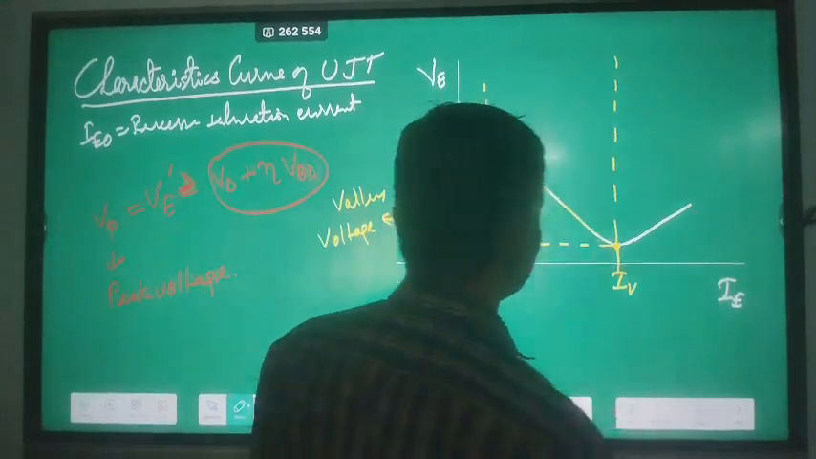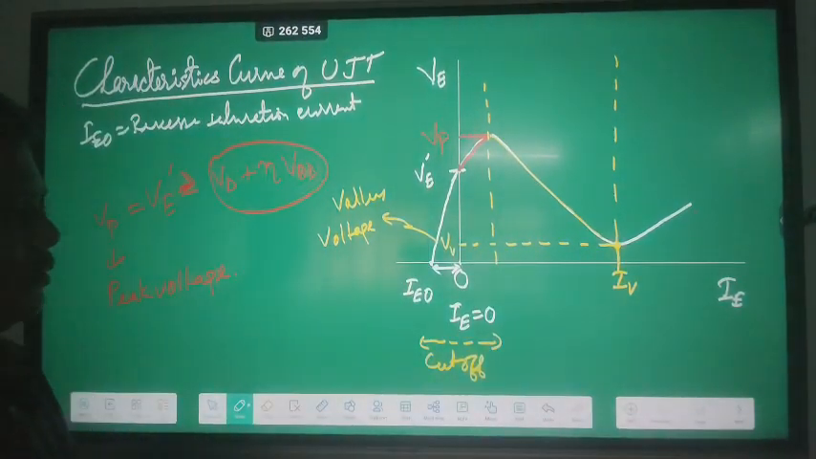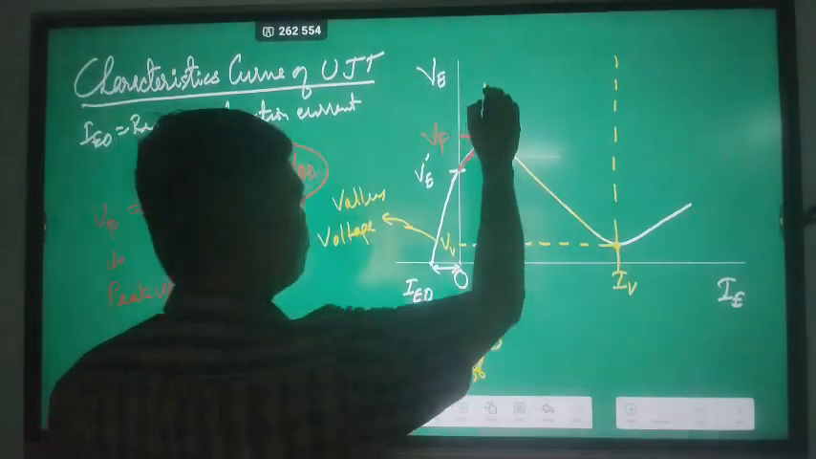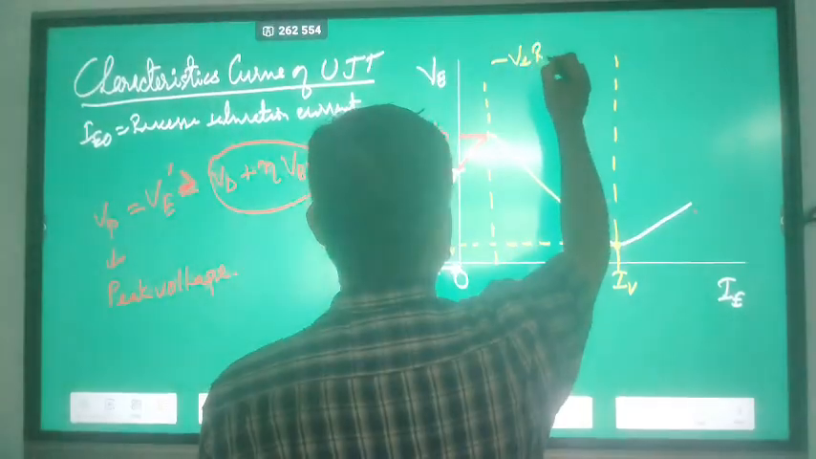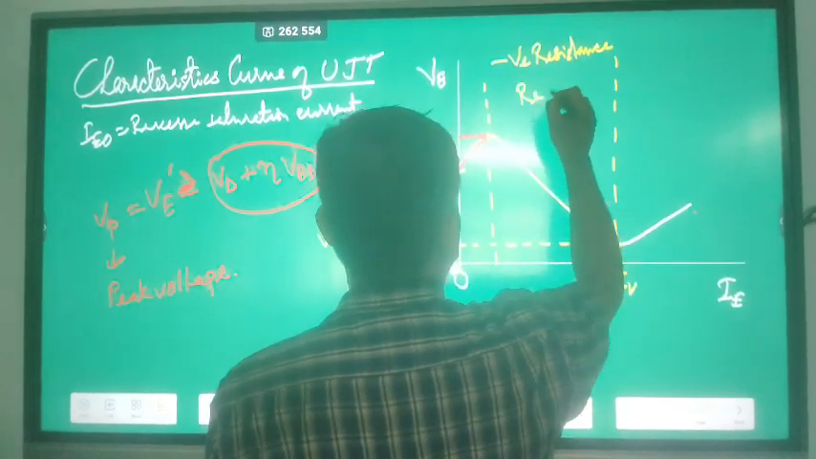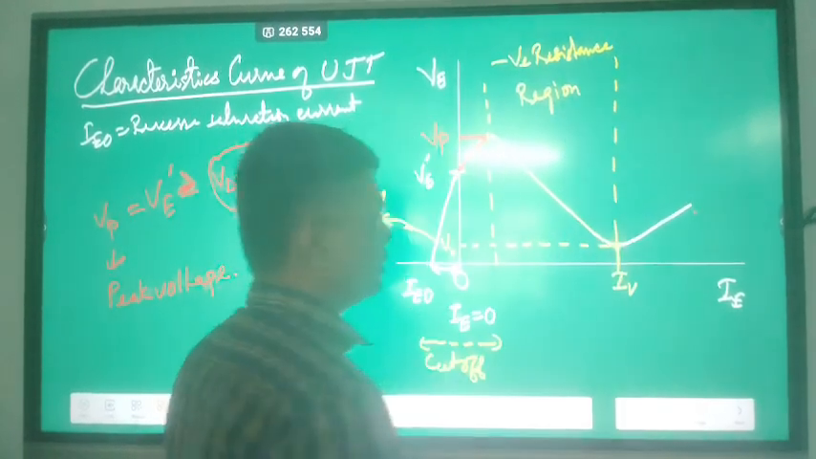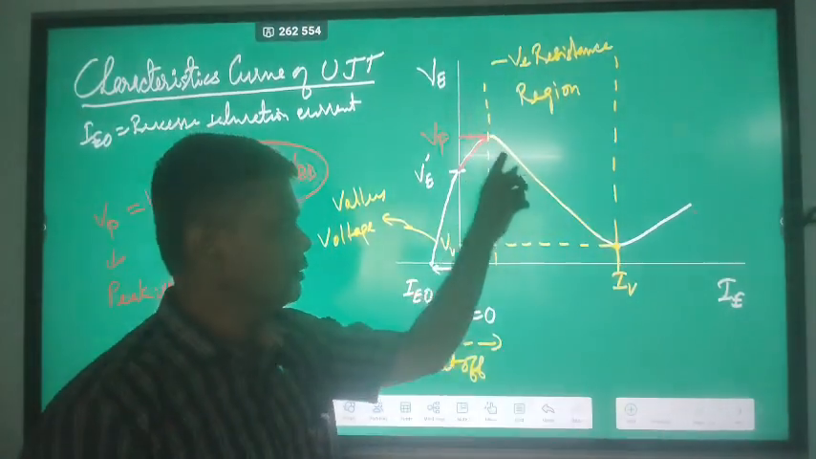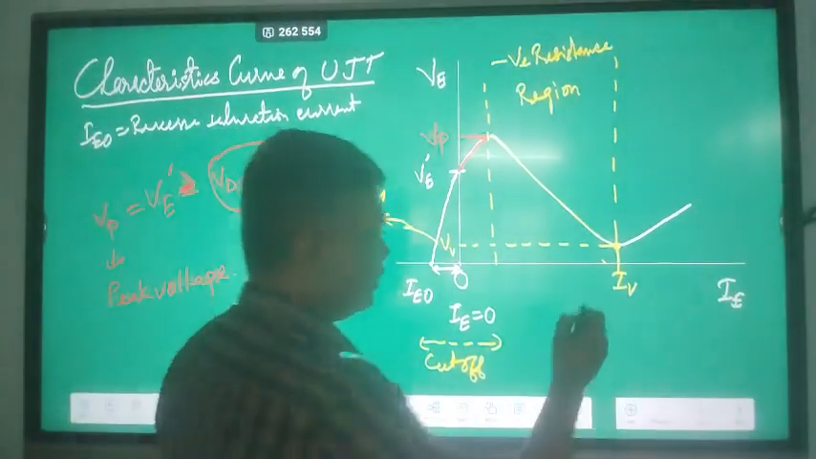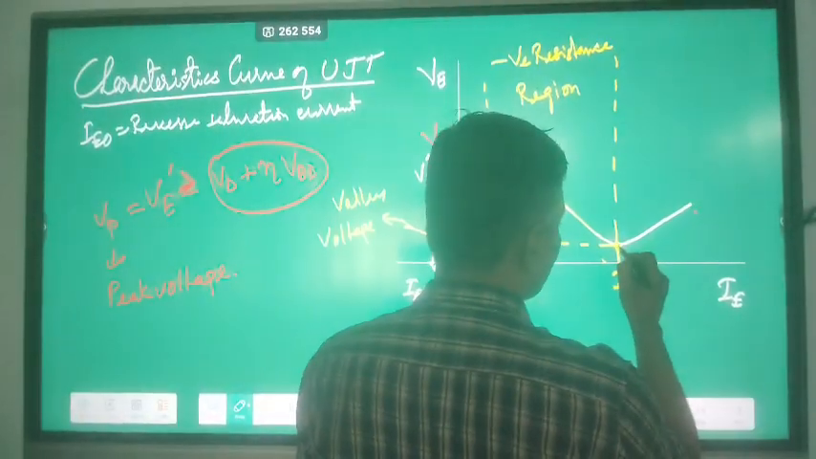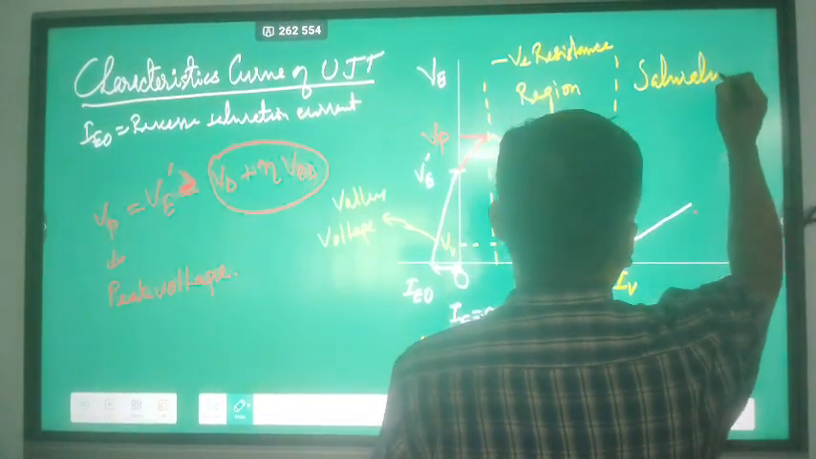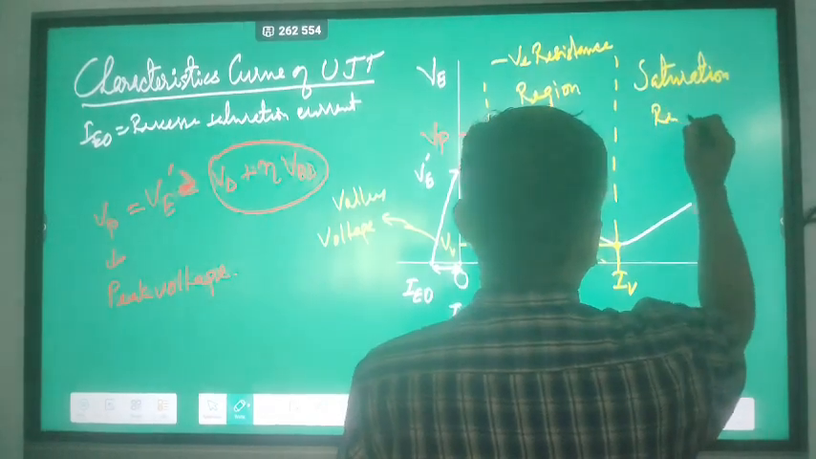Now this is a very interesting part. If you see this part, we can see that with current, voltage decreases, and we call it the negative resistance region. It is the negative resistance region because in this portion, if current increases, voltage decreases, and after this point your current is now saturated, so we call it the saturation region.